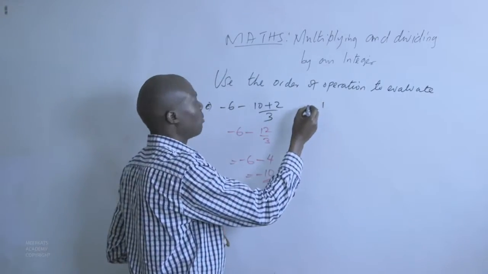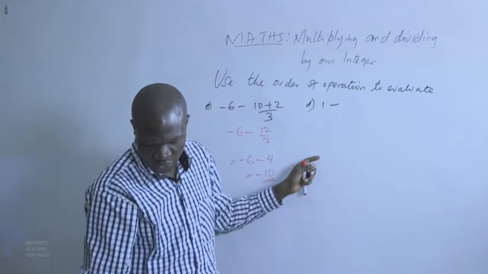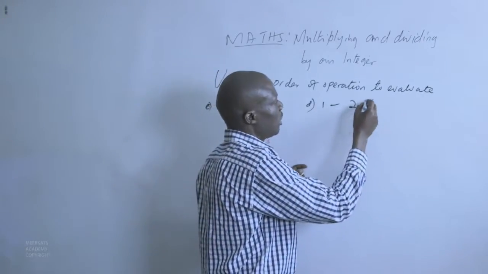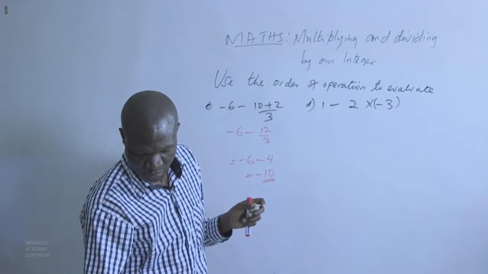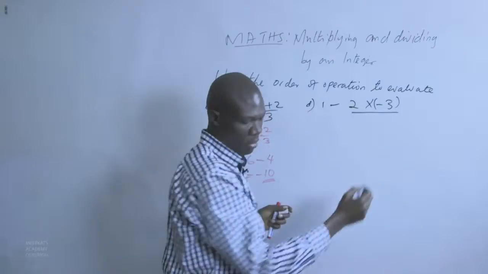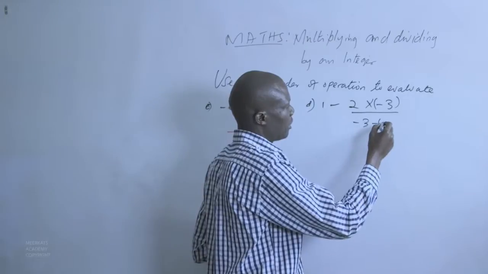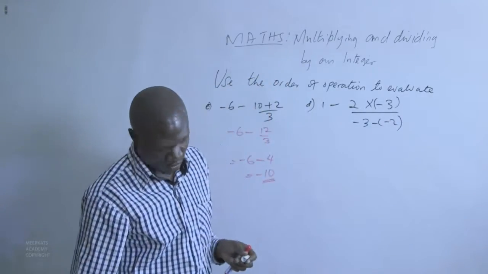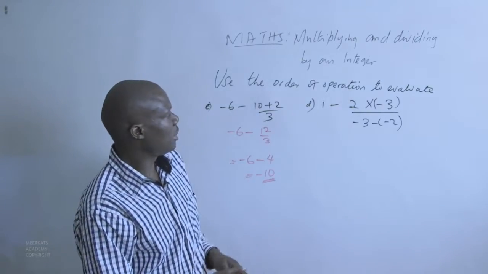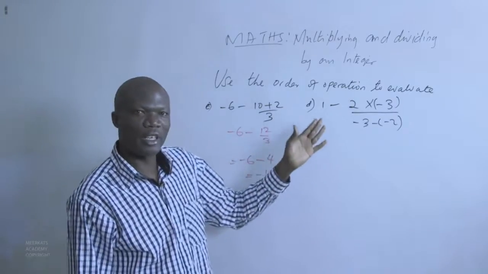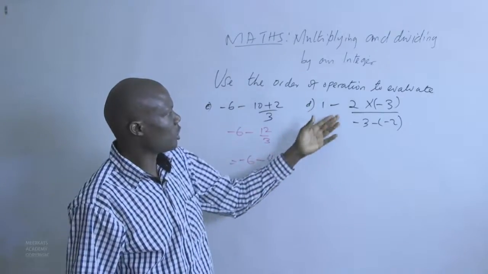That is number D. 1 minus 2 times negative 3, all of it over negative 3 minus negative 2. This involves fractions, and anything involving fractions, we need to simplify the fraction first. So we shall first deal with the fraction.